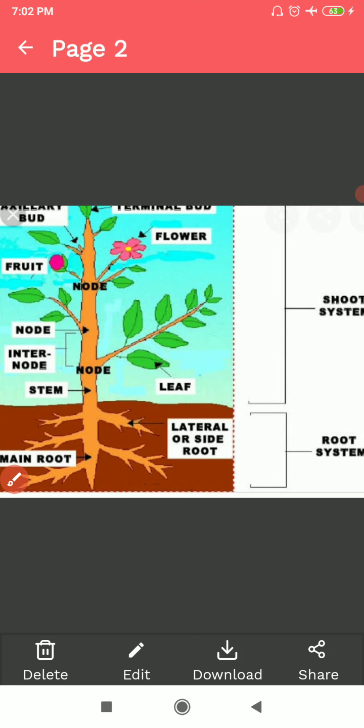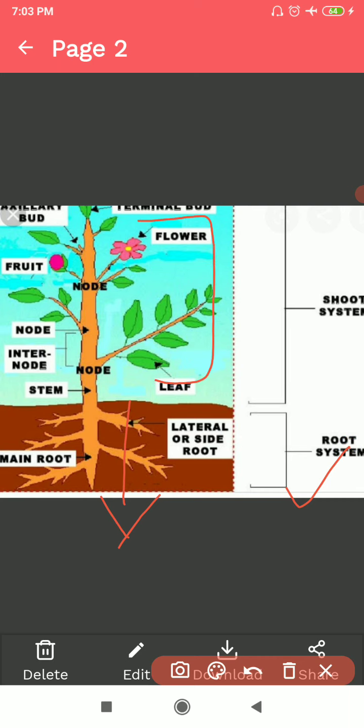There are two main parts of a plant, the root system and the shoot system. The part of the plant that is under the soil is called the root system, and the part of the plant that is above the soil is called the shoot system. We will first understand about the root system.